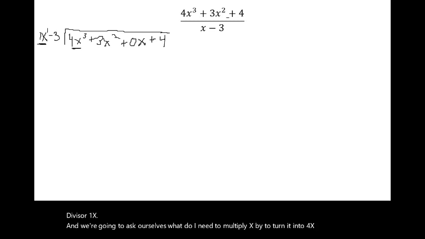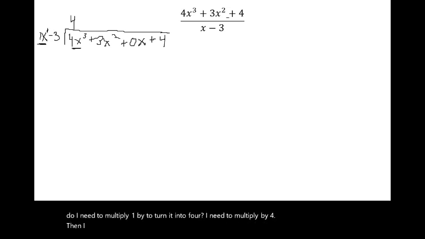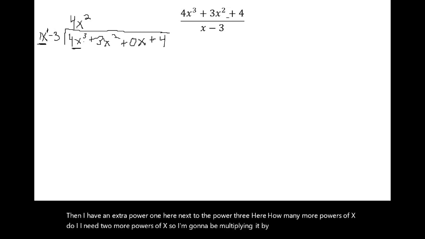Well, what do I need to multiply 1 by to turn it into 4? I need to multiply it by 4. Then I have an x to the power 1 here and x to the power 3 here. How many more powers of x do I need? I need 2 more powers of x, so I'm going to be multiplying it by 4x squared.